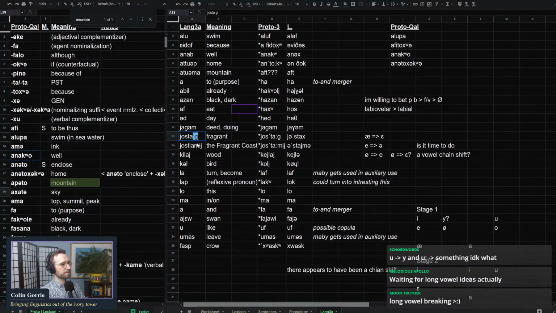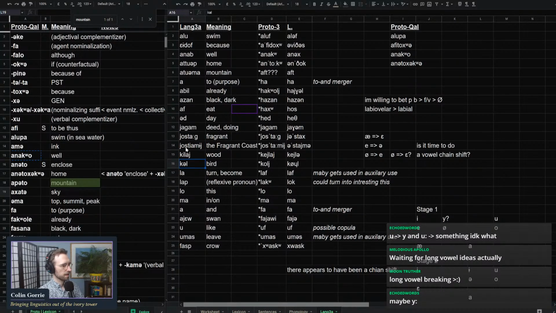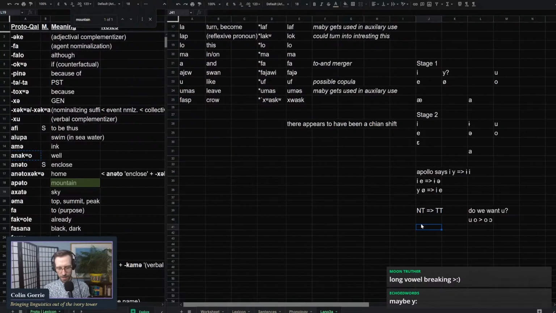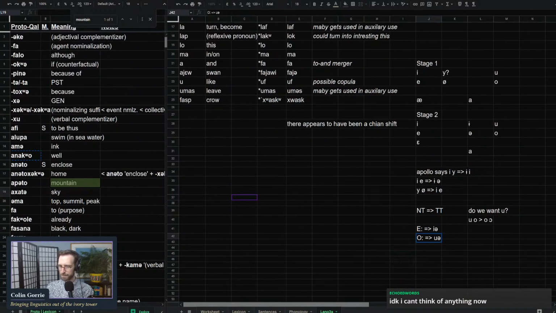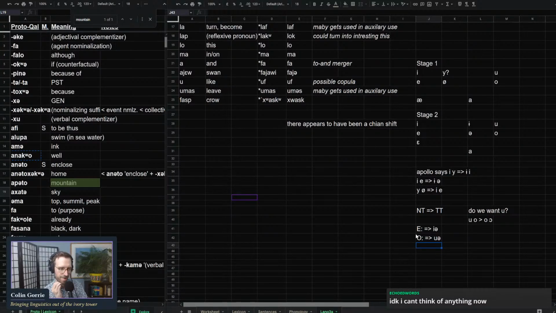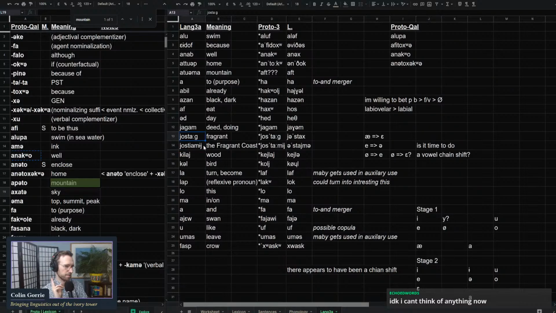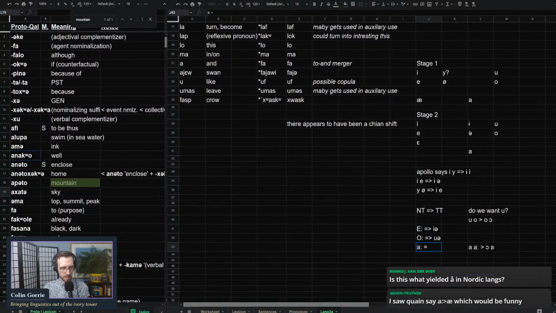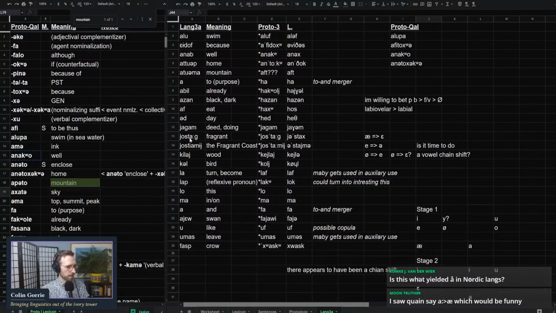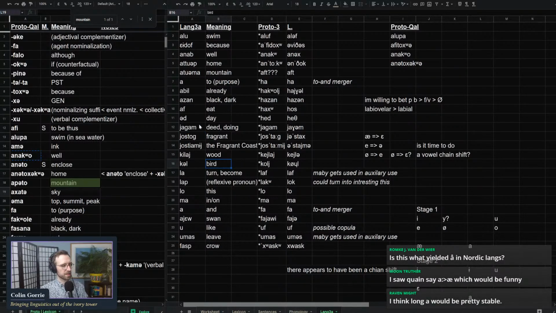And the long a, I'm not sure what to do with. Or ia to ua. And then maybe long a just shortens or something. Or it turns to o or something like that. Maybe we could do that. Jostog. So then we have alu eidof. Yeah, that doesn't seem super stable.